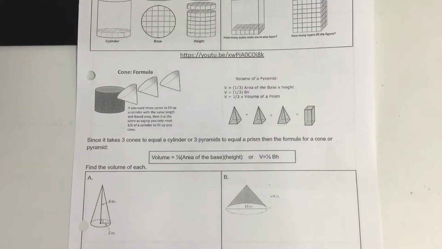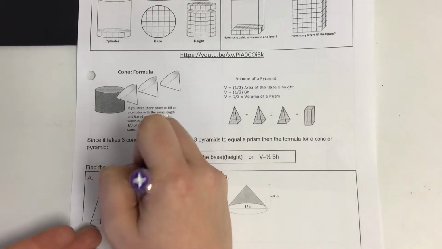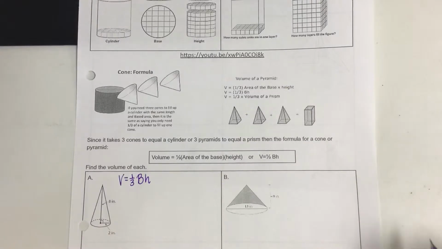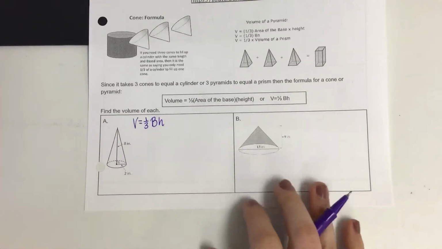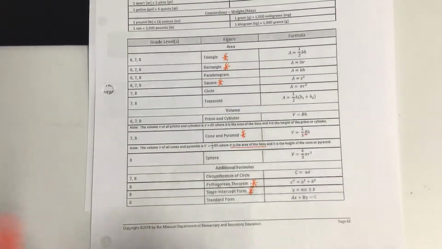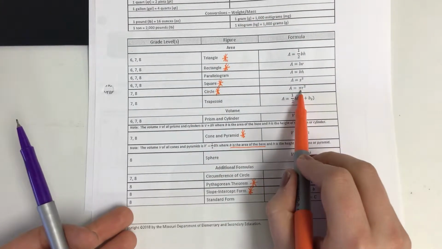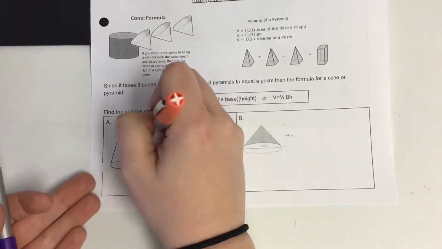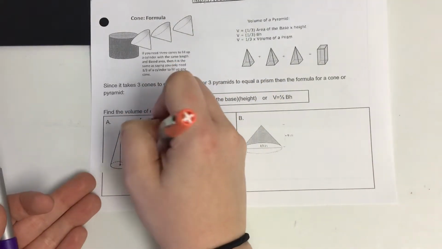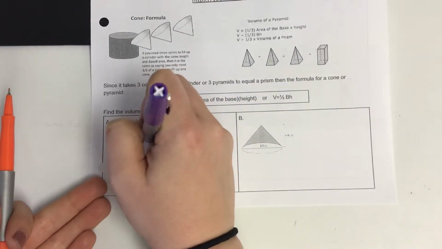So let's start with letter A. Letter A is a cone, and again our formula is volume equals 1/3 area of our base times our height. Our base is a circle, so to find the area of a circle we use our formula sheet, and the area of a circle is pi r squared. So rather than writing B, we are going to replace that with pi r squared, and the rest of our formula stays the same.